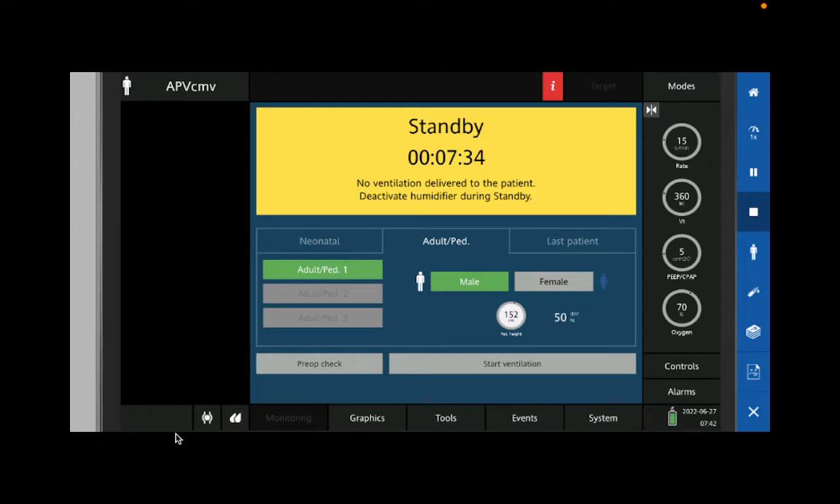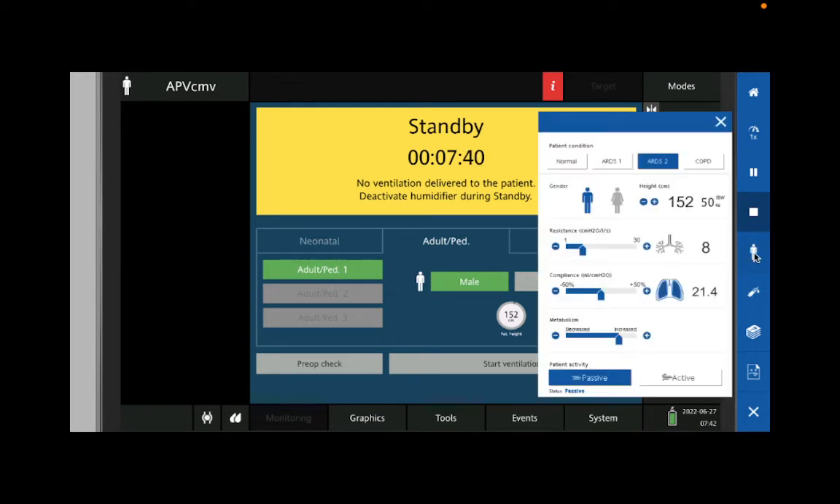So let's look at this ARDS patient again. Let's do a scenario here.